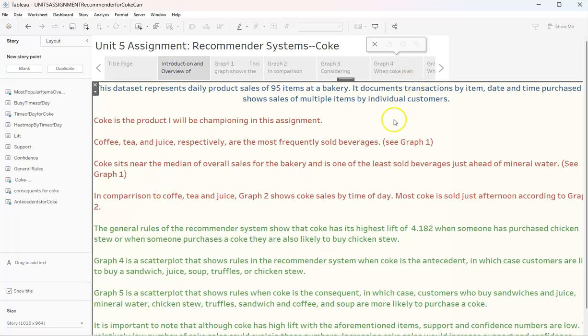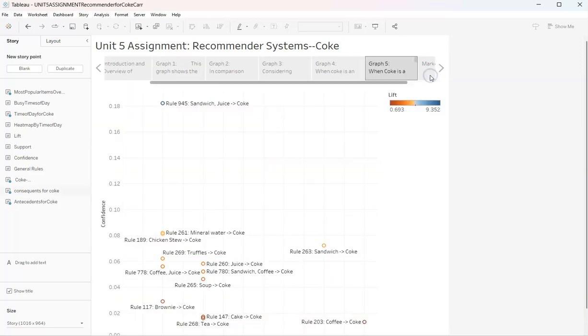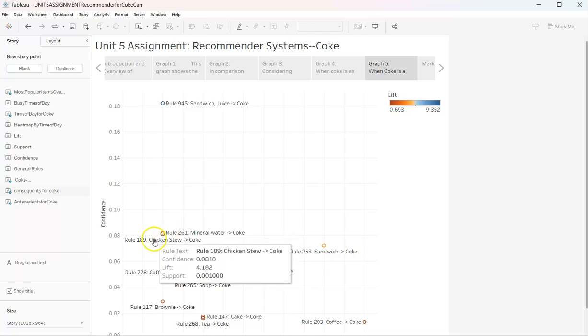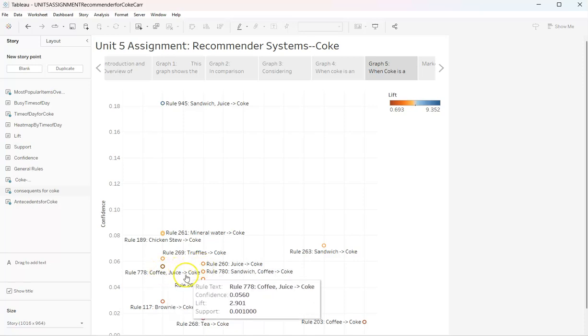Scatter plot 5 shows rules when Coke is the consequent, in which case customers who buy sandwiches and juice, mineral water, chicken stew, truffles, and sandwich, and coffee and soup are more likely to purchase Coke. That would be graph 5, here with sandwich, mineral water, chicken stew, rule 189, truffles, juice, and so on and so forth.